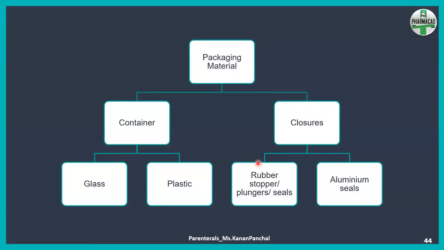So these are the two important components within a packaging material for injectables. You have container and you have closures. Container mein you have glass and plastic. These are the two materials which are used. Glasses bhi different types ke hote hai. Closures mein you have a rubber stopper or plungers, and you have aluminium flip-off seals.